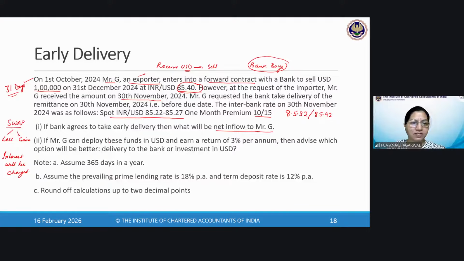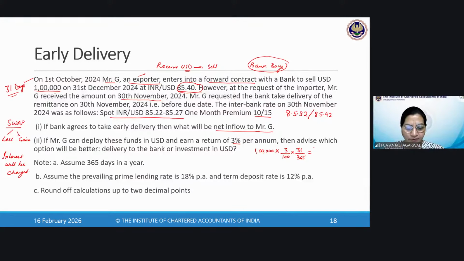Second, if Mr. G can deploy these funds in USD and earn a return of 3% per annum, then advise which option is better, deliver to the bank or investment in USD. So this Mr. G has an option that whatever the dollars he receives on 30th November, he can keep them invested in USD for 3% per annum. Now, if you have 100,000, so they will give you 3% return, but only for 31 days. So this is the interest you will end up getting.